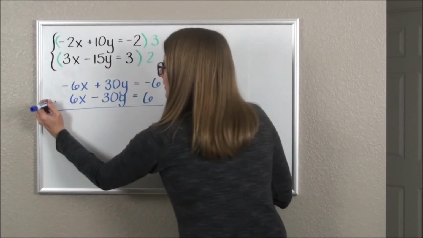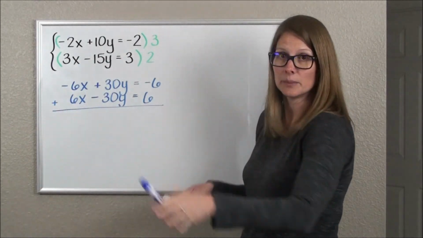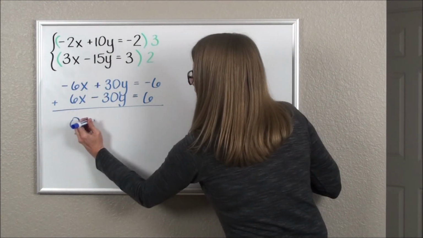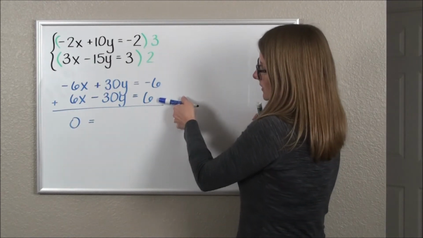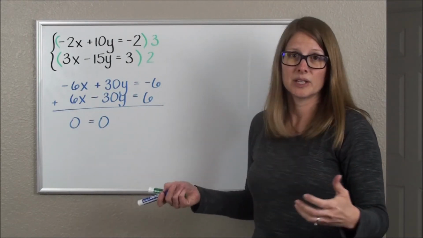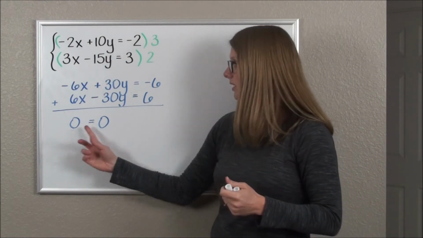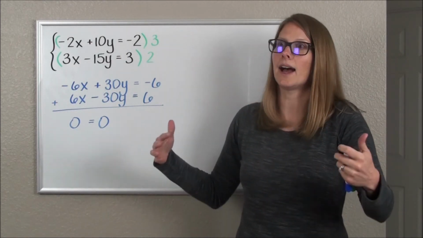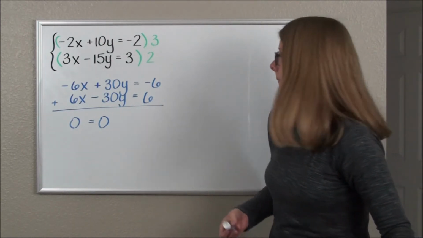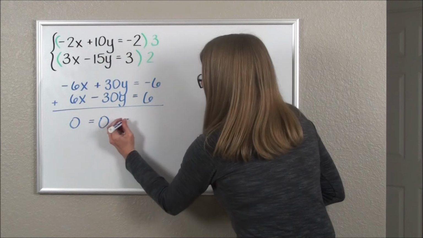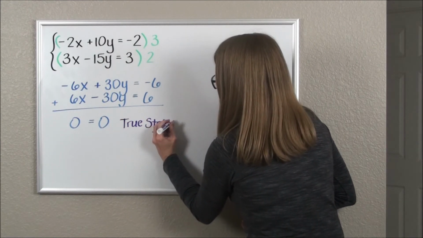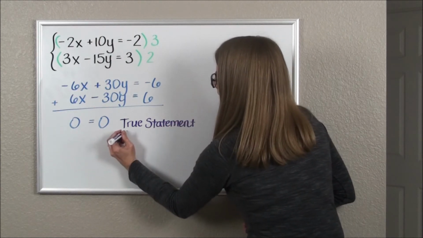So when I go to add these equations now, the x's eliminate, the y's eliminate, and so the left side is just 0. There's nothing there. On the right side, negative 6 plus 6 is also 0. So we now have 0 equals 0, which if I told you 0 is the same thing as 0, you'd say, yeah, that's not telling me anything new. That's a true statement. It's true all the time. But it's not really telling me anything interesting, anything I didn't already know. This true statement we call an identity.